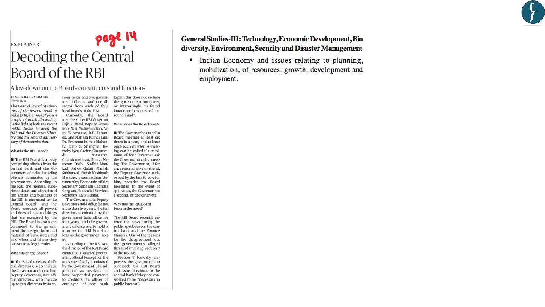This particular article appears on page number 14. The title of the article is Decoding the Central Board of the RBI. Now this particular article discusses the roles, responsibilities and the composition of the Central Board of Directors of the RBI. Hence, this particular article shall be important from the perspective of GS Paper 3, Indian Economy and Various Issues.